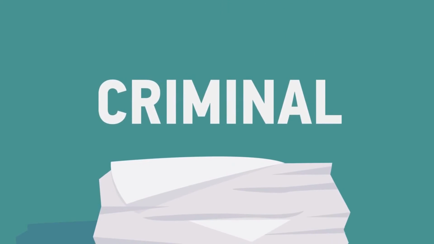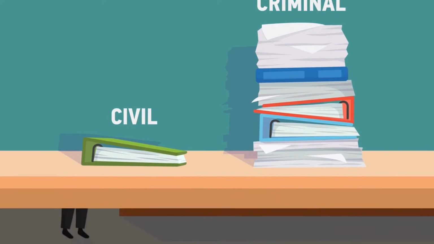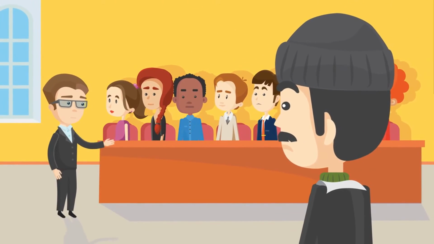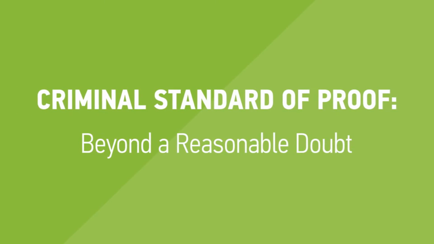Also, criminal cases generally have a higher burden of proof than civil cases. This is mainly because a person's freedom is at stake. Prosecutors have to work that much harder to show guilt. They must prove that the defendant is guilty beyond a reasonable doubt.